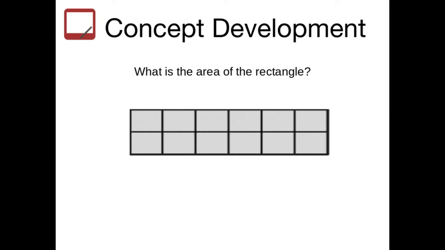So let's look at this rectangle. What is the area of the rectangle? Go ahead and take a second, see if you can figure it out. Last week we learned that the area of a rectangle is just how many square units, or how many pieces, that rectangle has in it. So if we count these square units, we see that we have 1, 2, 3, 4, 5, 6 on the top and 6 on the bottom. So that's 2 equal rows of 6. So that would mean that our area is 12 square inches.